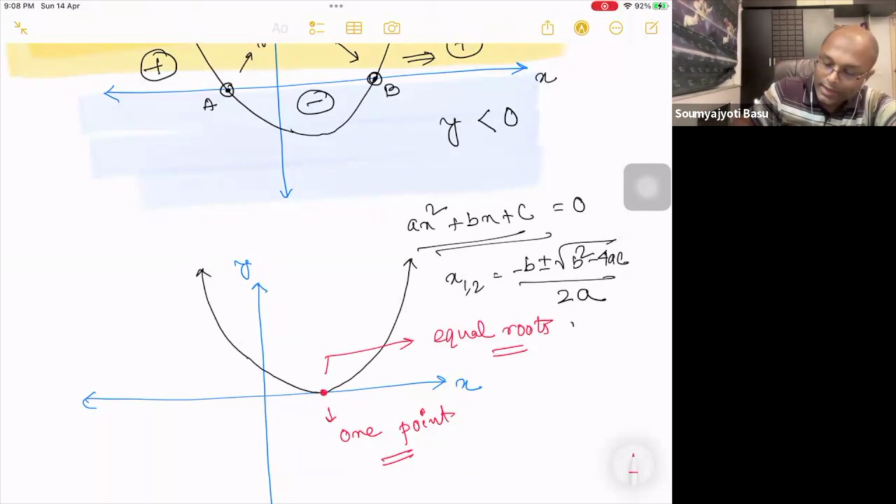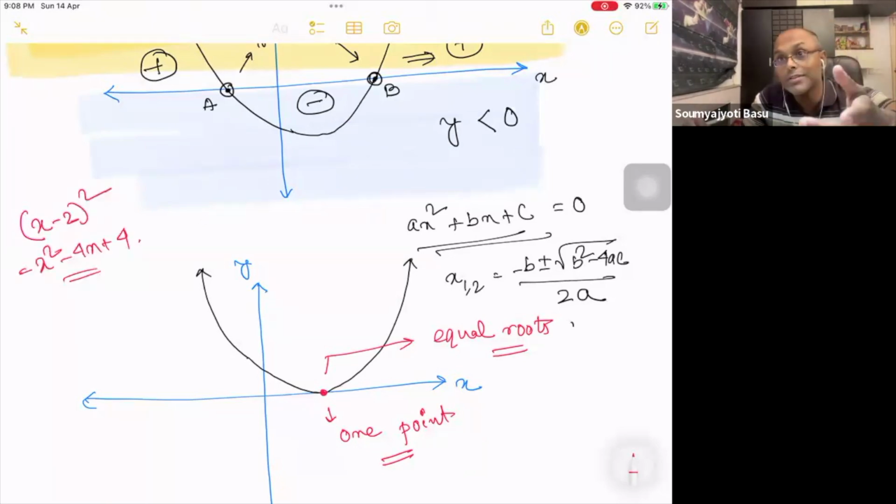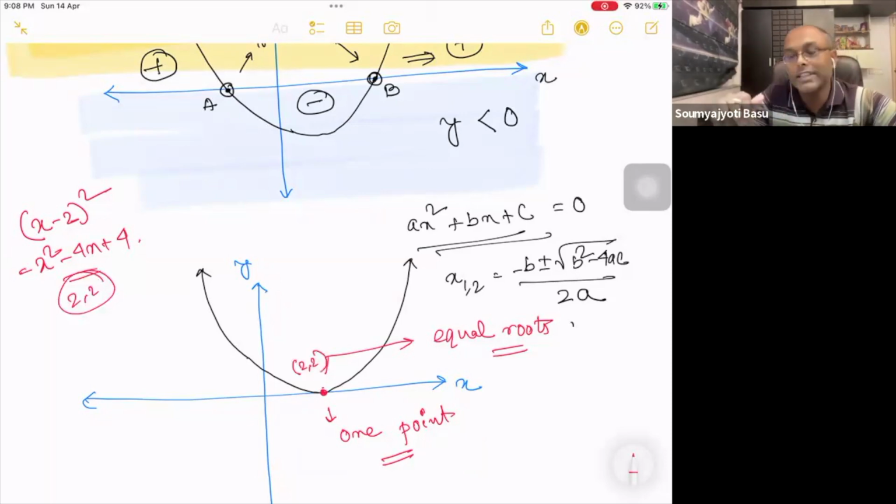Example, x minus 2 whole square or x square minus 4x plus 4, this function, it has equal roots, right? And what are those roots? Those roots are 2, 2, something like this, right? If this curve denotes x square minus 4x plus 4, then both 2 and 2 are roots at the same point. So this scenario that I have drawn over here, this is the scenario of equal roots.